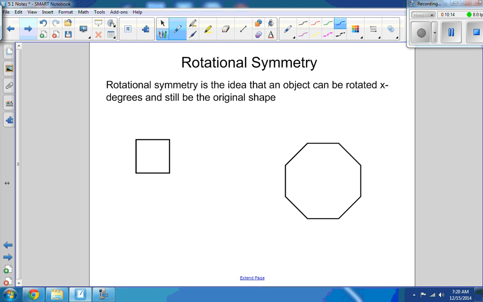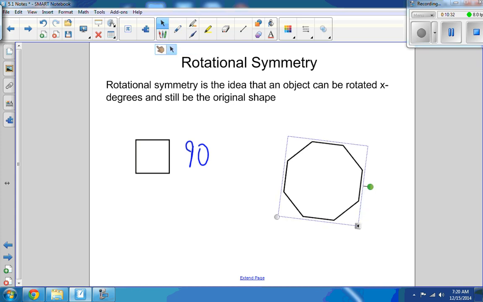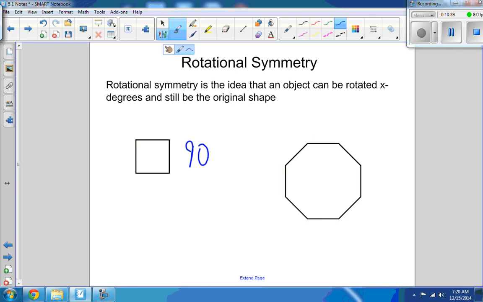Rotational symmetry is the idea that an object can be rotated x degrees and still be in its original shape. Well, if I rotate the square 90 degrees, oh, it still looks the same. So a square has 90-degree rotation. An octagon here, look, I can rotate it. Oh, still the same. Still the same. An octagon has 45-degree rotation.